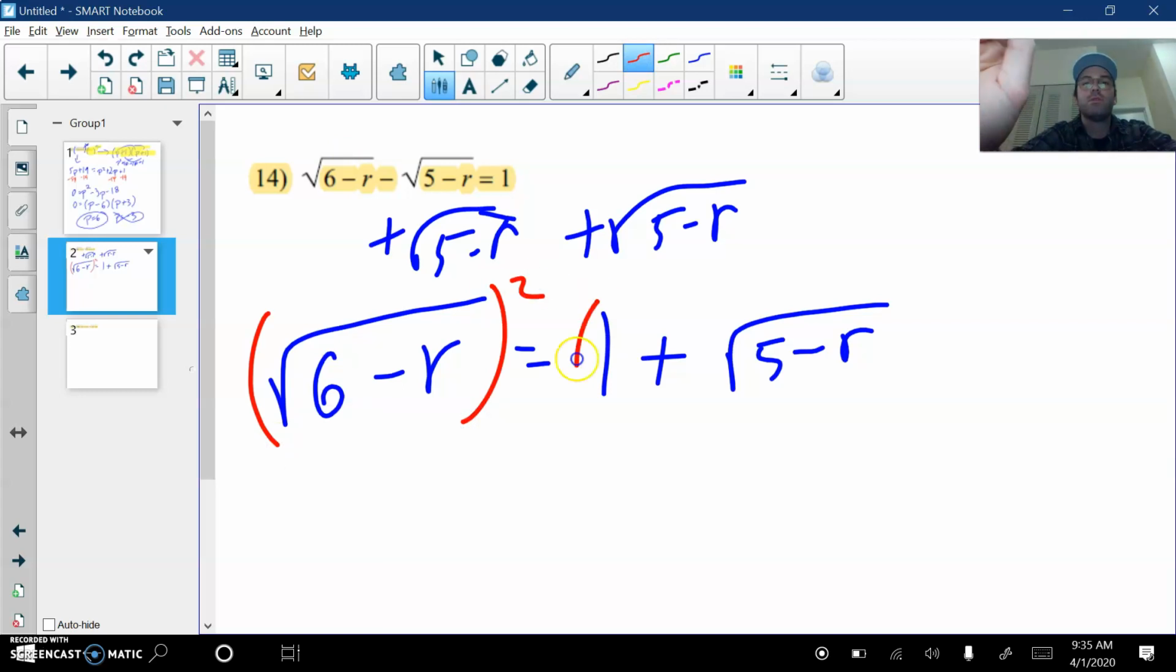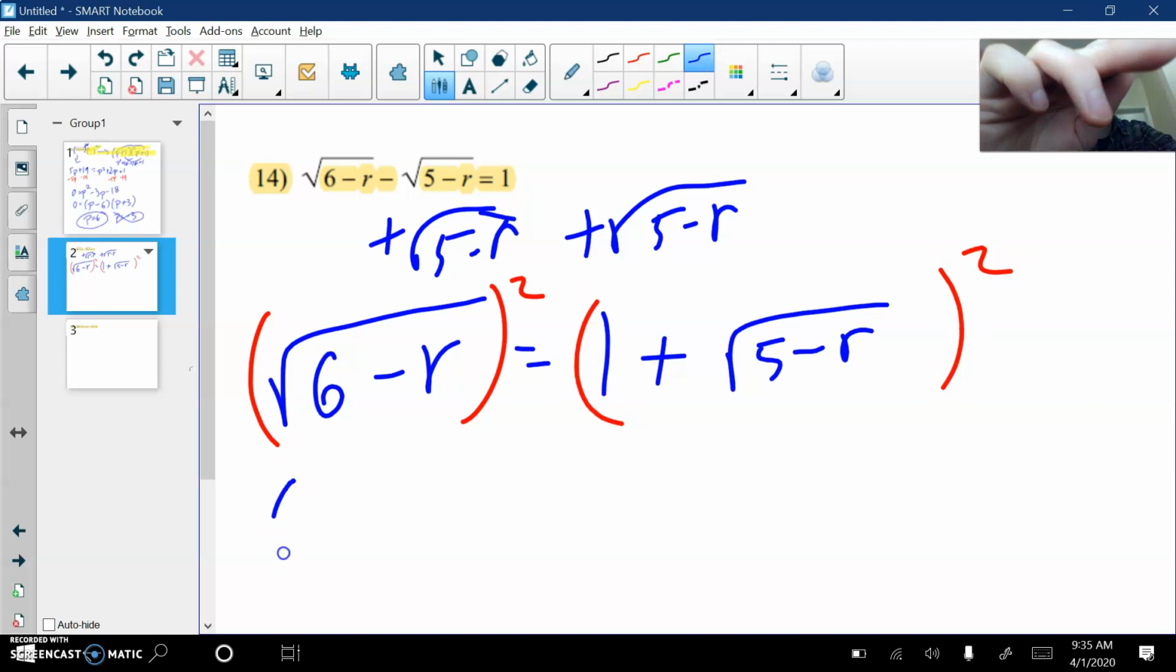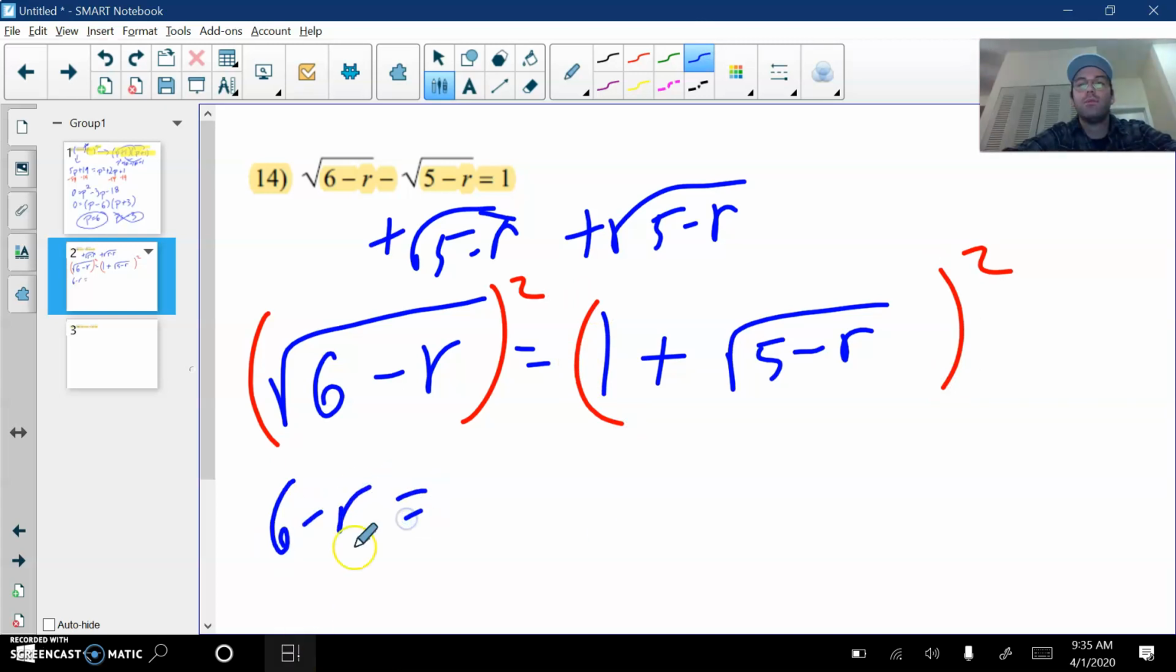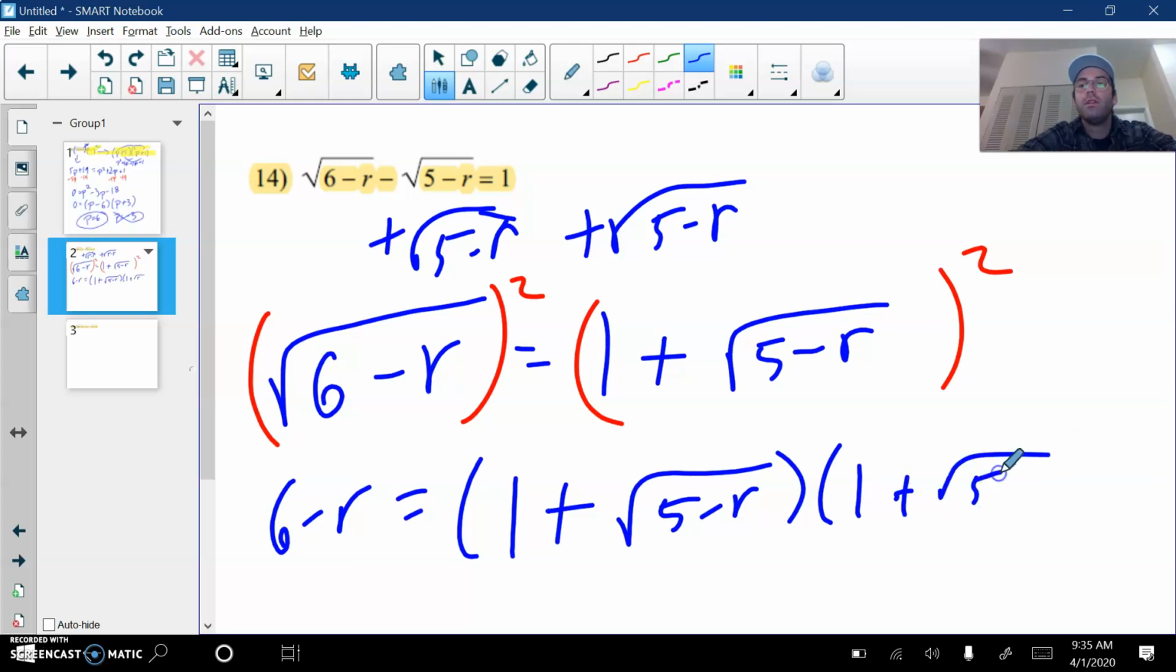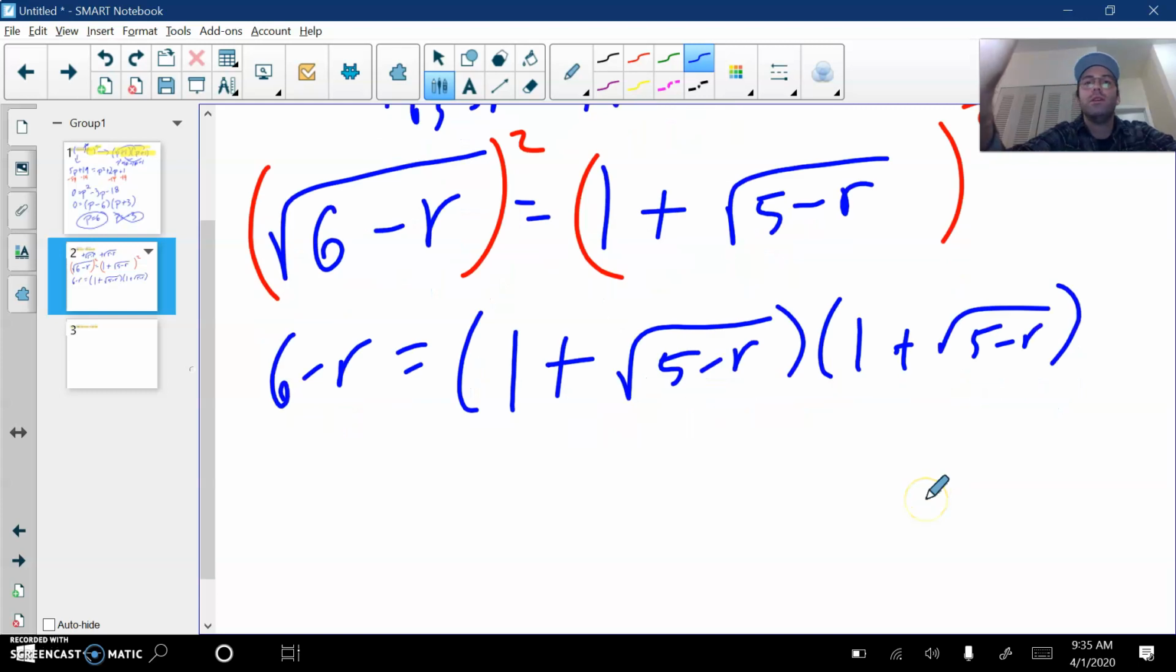So then I'm going to square both sides, and I'm going to square this. This just drops out. This is just 6 minus r. The right side's a little bit trickier. We talked about this in our notes. Again, it's two terms squared, which means I'm going to have to FOIL. Now this is a pain. FOIL and this stuff is a pain, but we can do it because we love math.